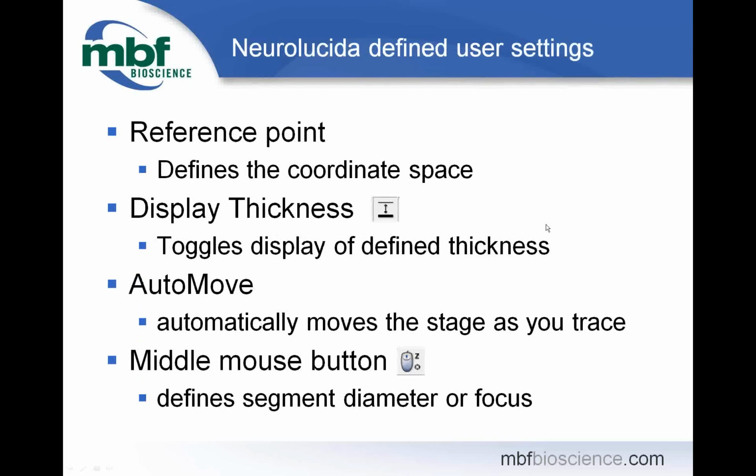There are a number of user-defined settings in Neurolucida. One of the things that we hear often about is, what's the reference point and why do we care? The reference point is actually critically important for Neurolucida because it defines the coordinate space. It is 0, 0, 0 in XYZ for your data file. Everything else is drawn relative to the reference point.